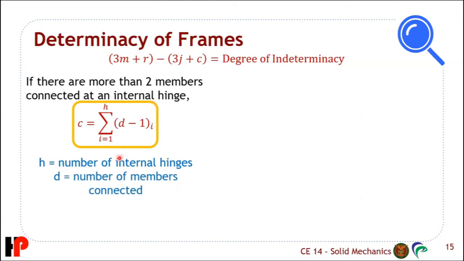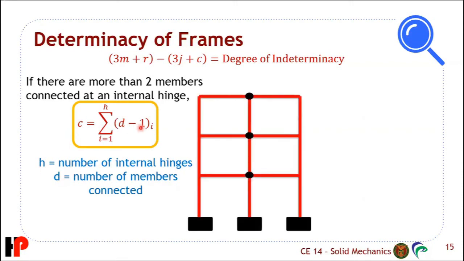So ulit ha, H is the number of hinges, so number of internal connections. D is the number of members connected. So per hinge you count D minus 1. So let's check this frame. So this frame has hinges at this point, and at this point. Can you imagine this point, tatlong member yung connected ng hinge. Dito naman, 4. Dito, 4 din. So, ipapakita ko paano nag-change yung pag-count, ha?